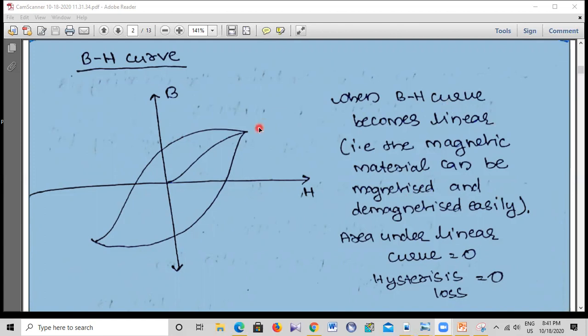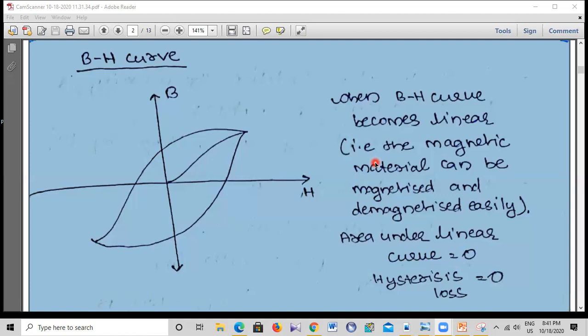If you don't know, just understand that this curve is based on magnetization and demagnetization of the magnetic core, like how easily it gets magnetized and, after reaching a saturation point, how it gets demagnetized. There will be a residual magnetic condition and all, but you don't need to study all these things. So here just concentrate that in an ideal condition, the magnetic material can be magnetized and demagnetized very easily.